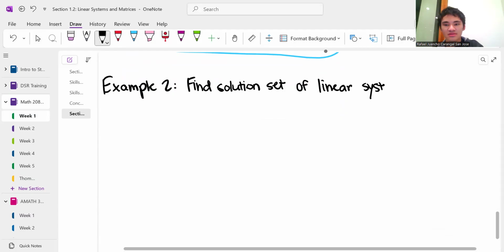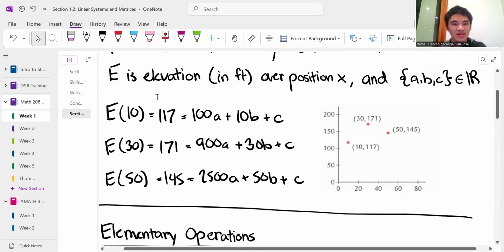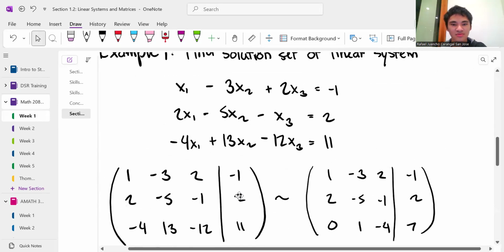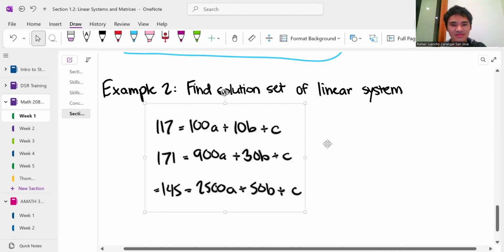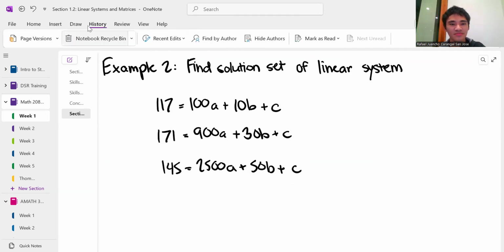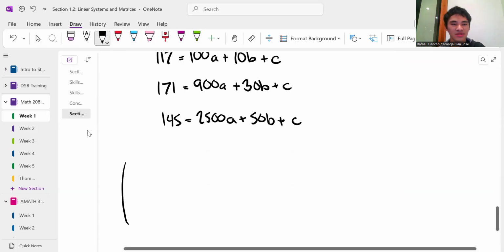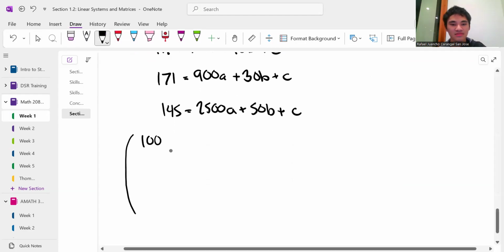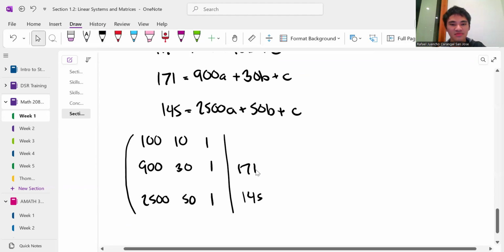So here we're actually gonna look at the linear system that we got earlier, the one that I said we're gonna go back to. Look at this guy. That was scary. Gonna copy paste. Okay, so what am I gonna do? I'm gonna jump ahead of the textbook and convert these to a matrix. So we have 1 0 0, then 1, 9, 30, 1, 25, 50, 1, 145, 171, 117.